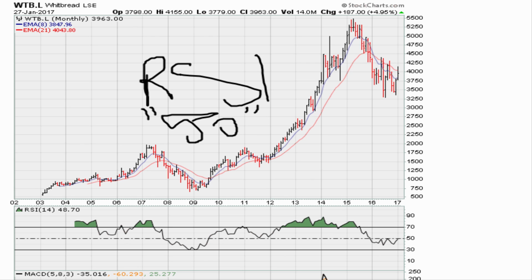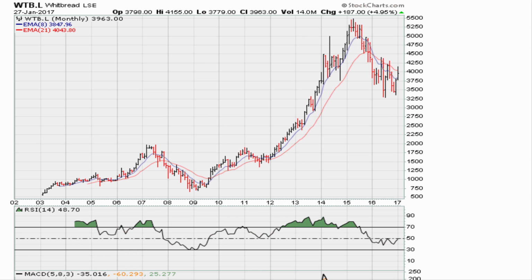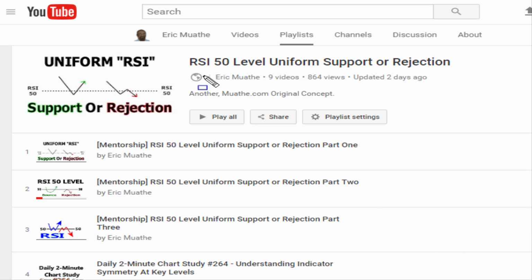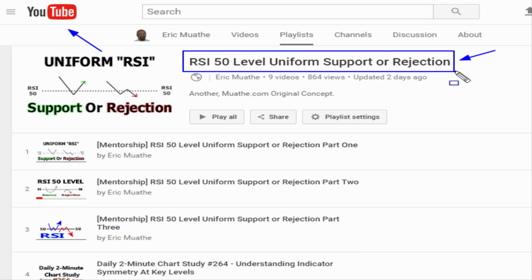Now before I do that, let me just remind you that what we're going to be talking about is what I call the RSI 50 crossing. But for the particular purpose of this video, take a look at this playlist here, and it's the same RSI crossing but with a different understanding. Now we're going to be looking here at support and rejection, and/or rejection with uniform activity, which is the key. All right, so you can learn more by taking a look at this playlist. It's going to be in the description, so check that link.